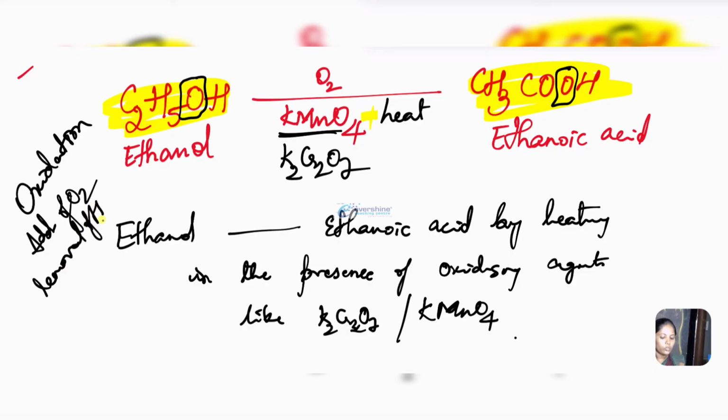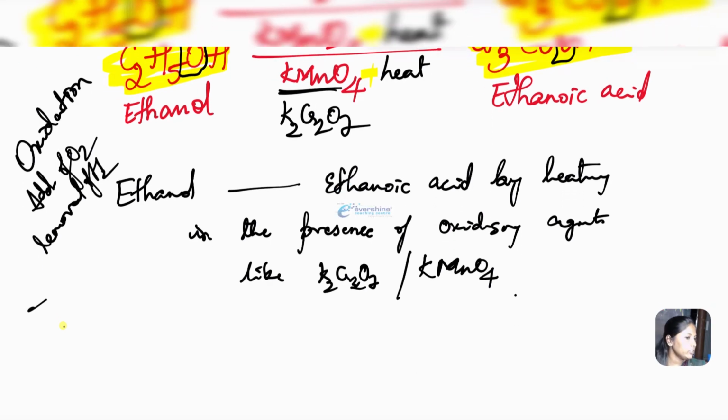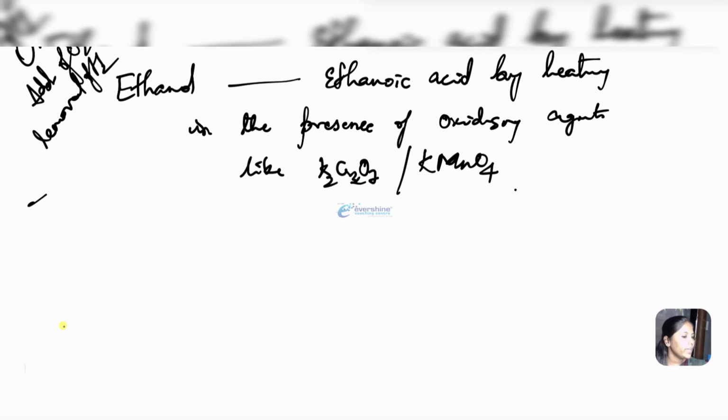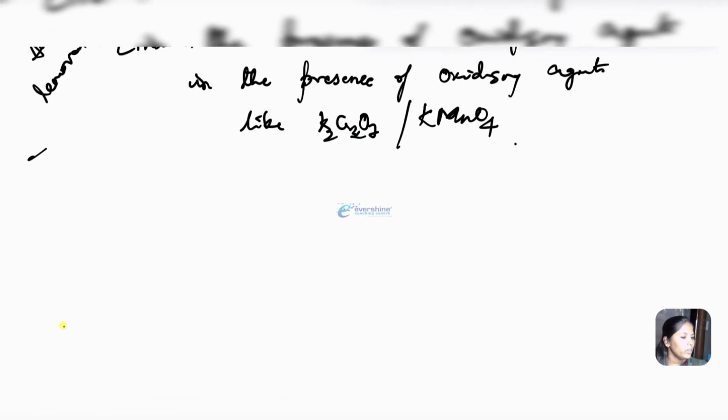They can also ask like this: how to convert ethanol to ethanoic acid? By heating ethanol in the presence of oxygen and oxidizing agents like potassium dichromate and potassium permanganate. So this is an oxidizing agent because it adds oxygen. Because it adds oxygen, it is an oxidizing agent. Next reaction is addition reaction.